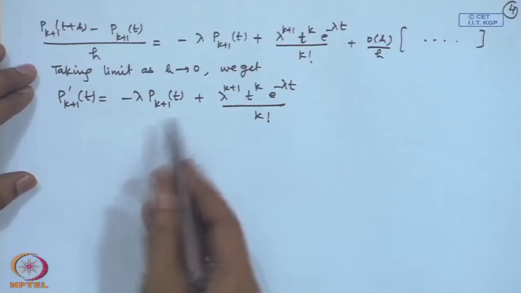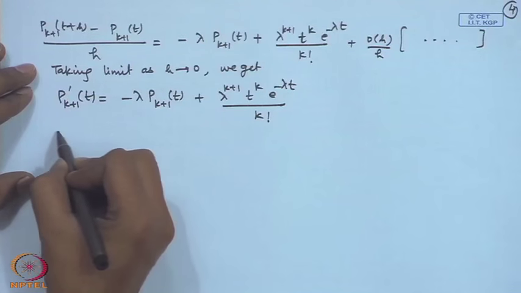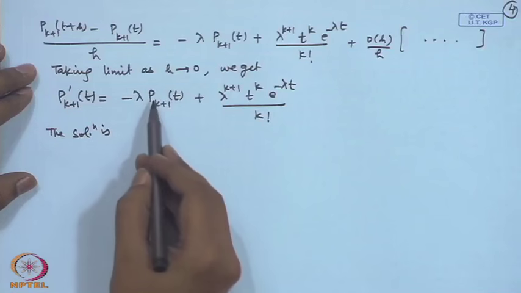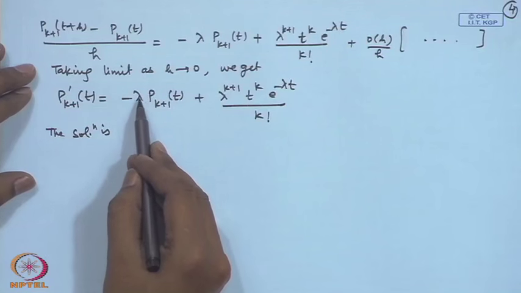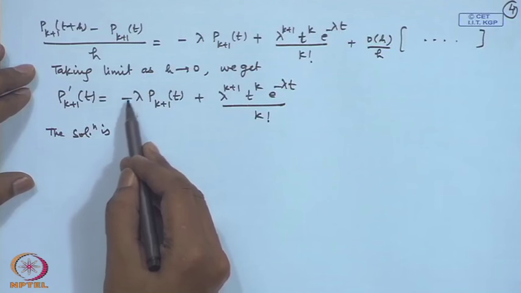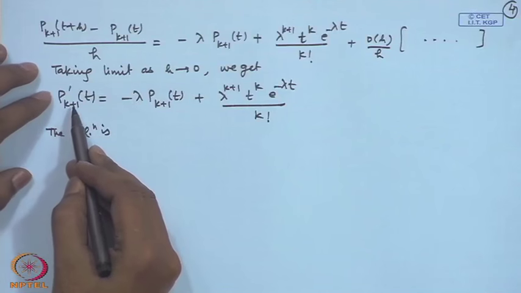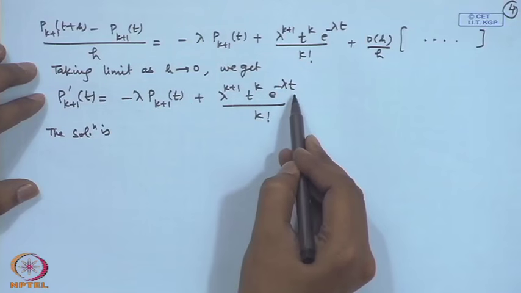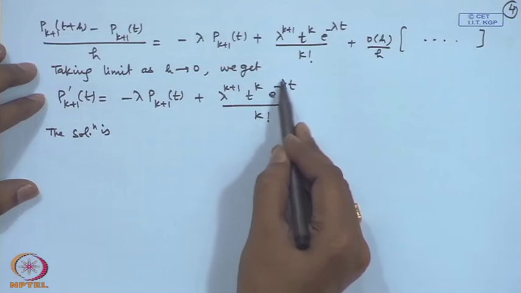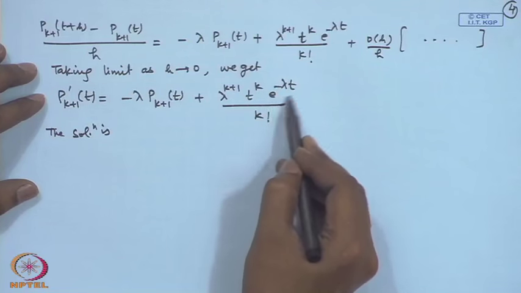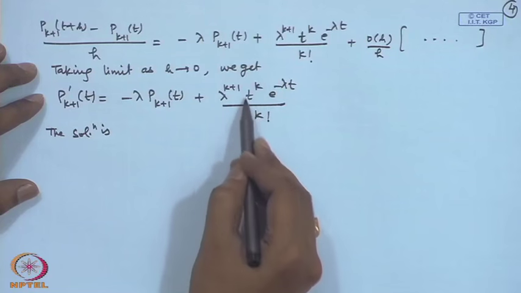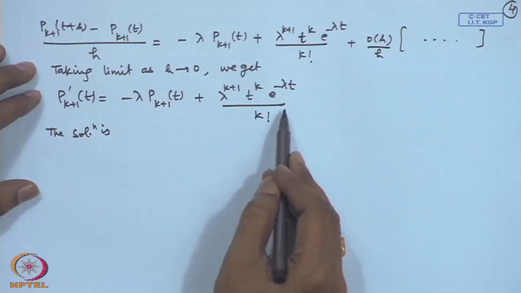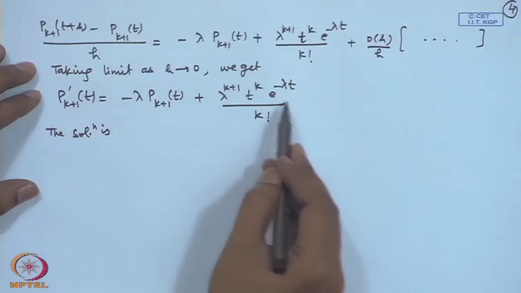Again, you can see that it is a first order linear differential equation. So, the solution, by using the integrating factor method, you will get e to the power lambda t. So, p k plus 1 times e to the power lambda t is equal to the integral of this into e to the power lambda t. So, this e to the power lambda t and e to the power minus lambda t will vanish. So, you get t to the power k plus 1 by k plus 1 factorial here plus c, and then you bring that term to this side.